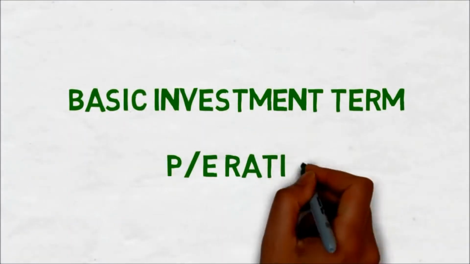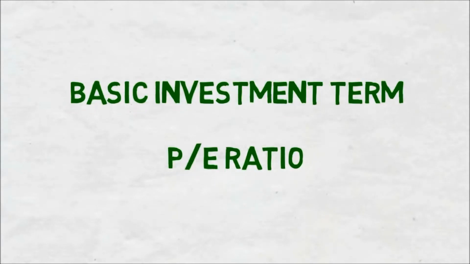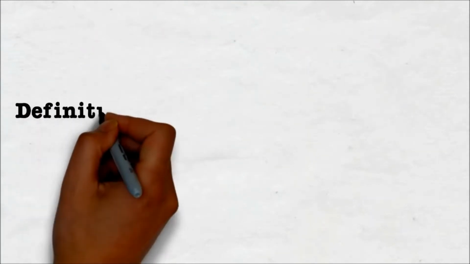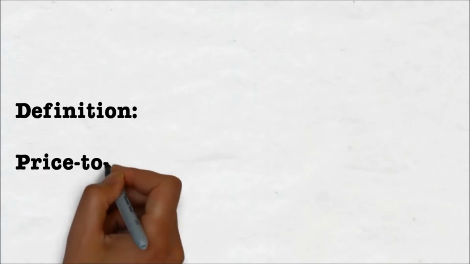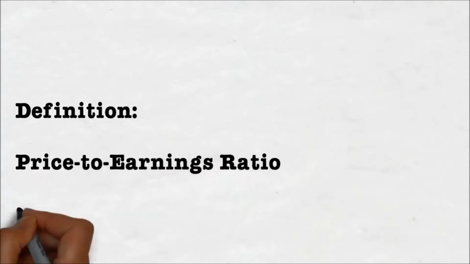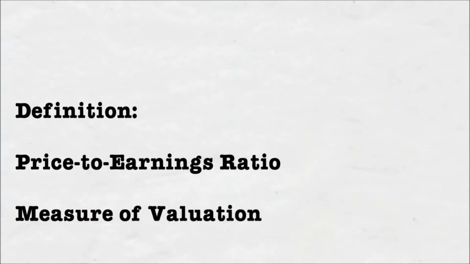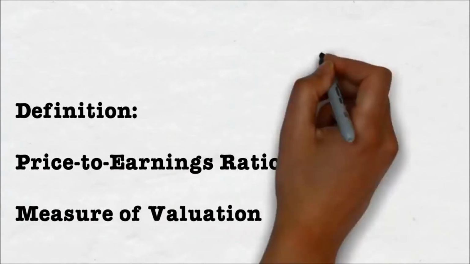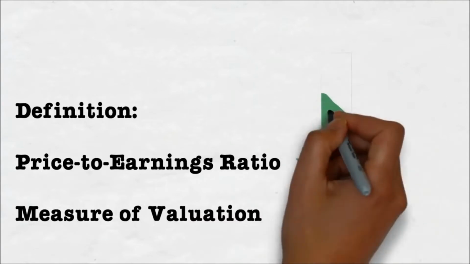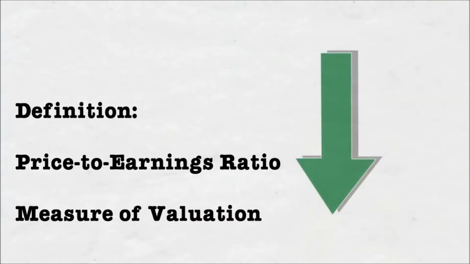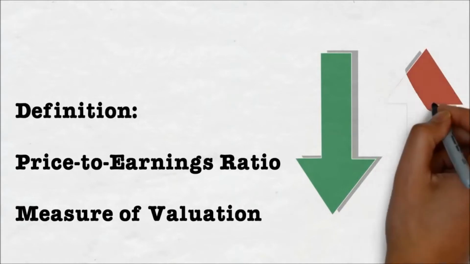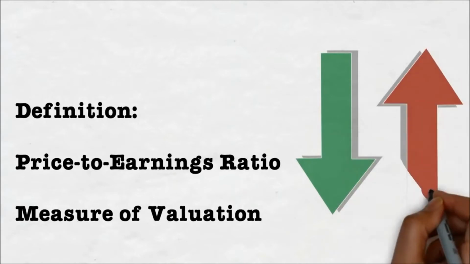Today we're going to be taking a look at the PE ratio. Now, the PE ratio is by definition a price to earnings ratio. So it is a measure of valuation to determine what you're willing to pay for every single dollar the company is able to earn. Classically people will say, well, the lower the PE ratio, the better it is, and the higher the PE ratio, the worse it is. But we're going to look at exactly why that's not necessarily true every single time.